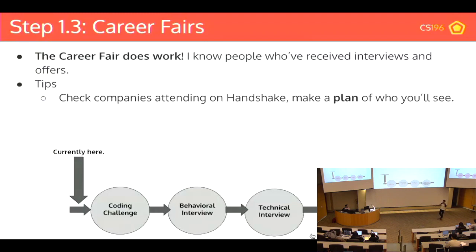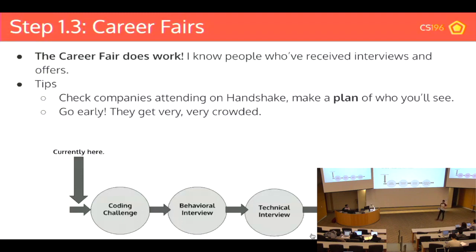Here are some tips that I have for you when it comes to the career fair. Make sure you check the companies that are attending on Handshake and make a comprehensive plan of who you will see. If you wait until the career fair to figure out who you're going to talk to, you are going to really regret it, because you're going to see hundreds of booths, and honestly, you might even end up just going home. You'll find that the lines are super long, and if you don't have a plan, it's very likely going to turn out to be a disaster.